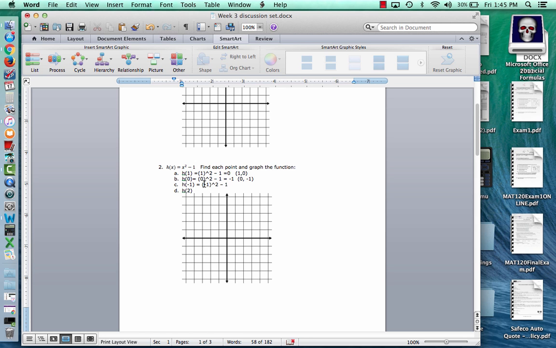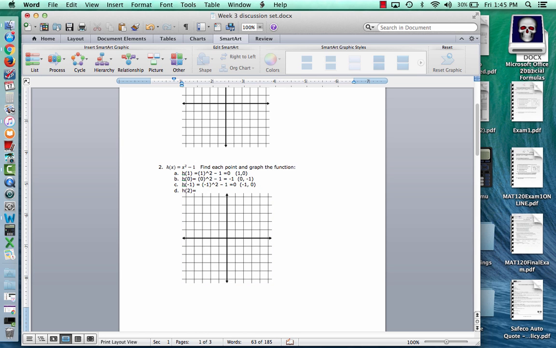So negative 1 times negative 1 is a positive 1. And positive 1 minus 1 is 0. So we get the point negative 1 for x, that's what we plugged in, and 0 for y.